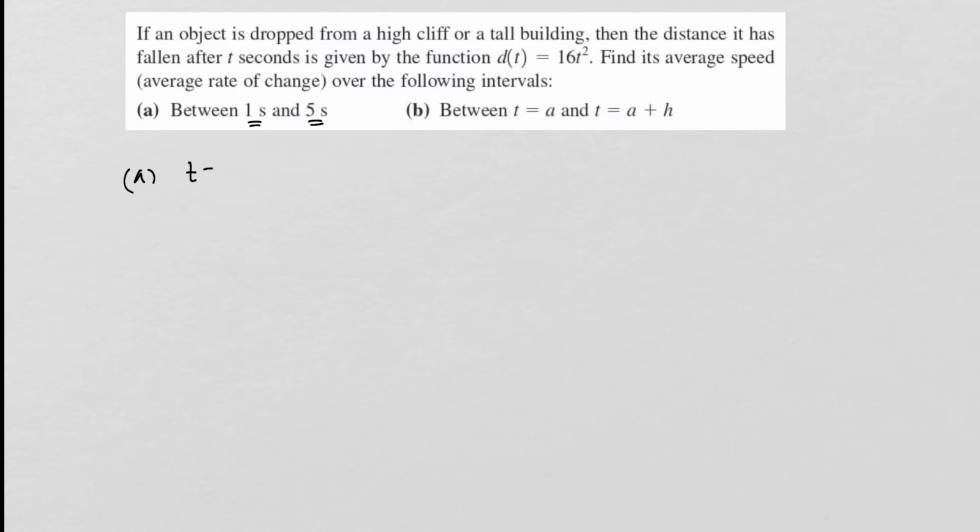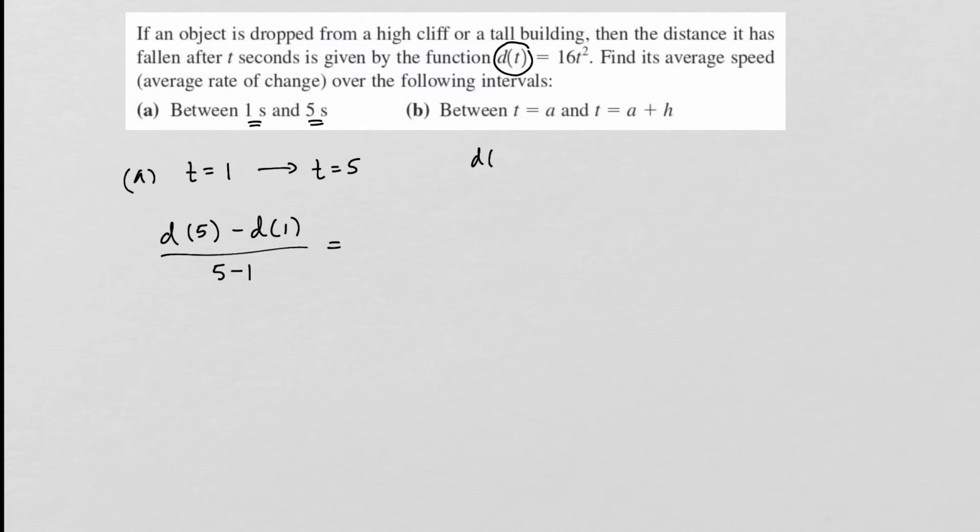And so this is when t equals 1, changing to t equals 5. So from 1 to 5. Now the function here is d of t. So the average rate of change is going to be d of 5 minus d of 1 divided by 5 minus 1. So it's exactly the same thing that we did in the last problem, but this time I'm not going to draw a graph or anything like that. We're just going to compute this algebraically.